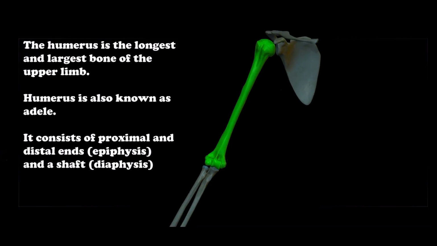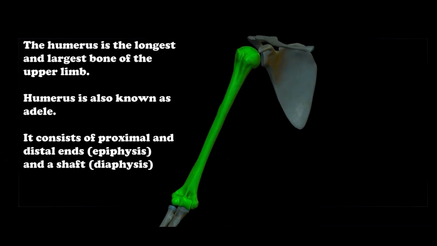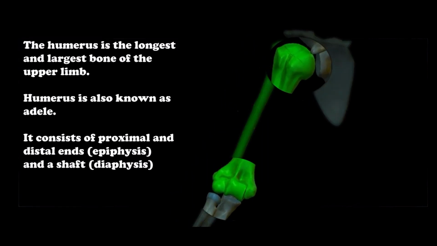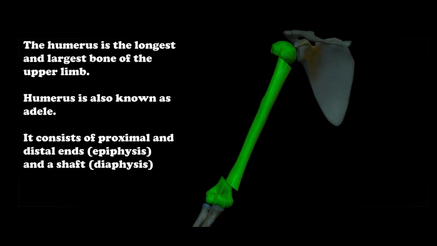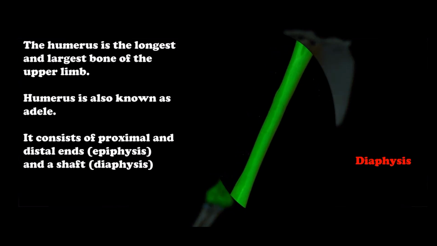Humerus is the longest and largest bone of upper limb. Humerus is also known as arm bone. It consists of proximal and distal ends, also known as epiphysis, and a shaft, also known as diaphysis.